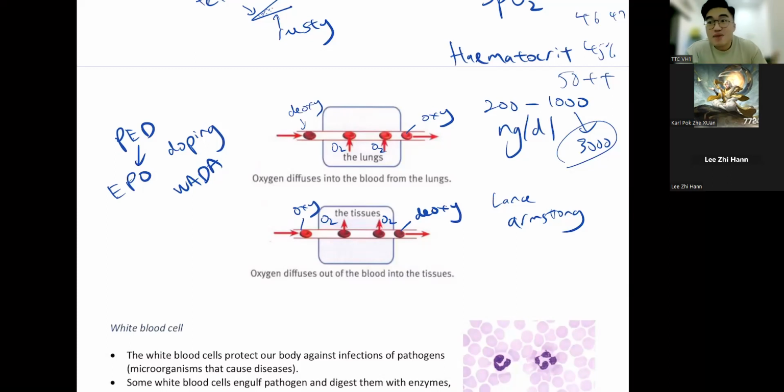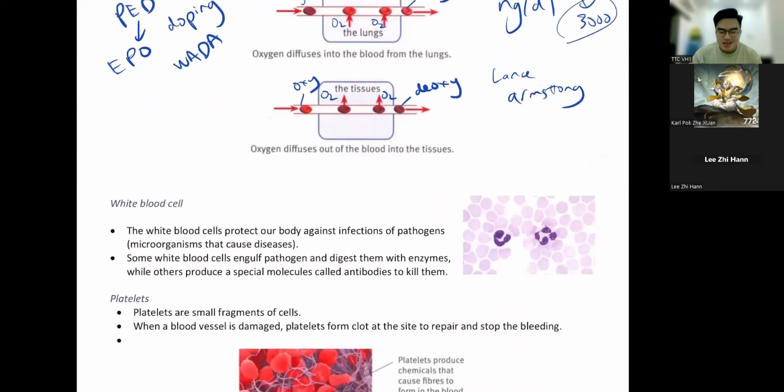Maybe not EPO, maybe growth hormones, maybe testosterone, maybe some kind of enhancement, some kind of doping. Okay, you never know, right? You never know. Okay, so I hope I make things clear here, right? So this is a red plus.